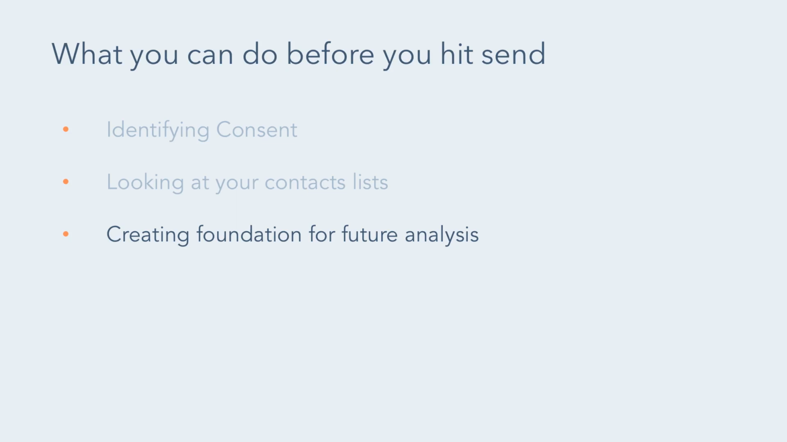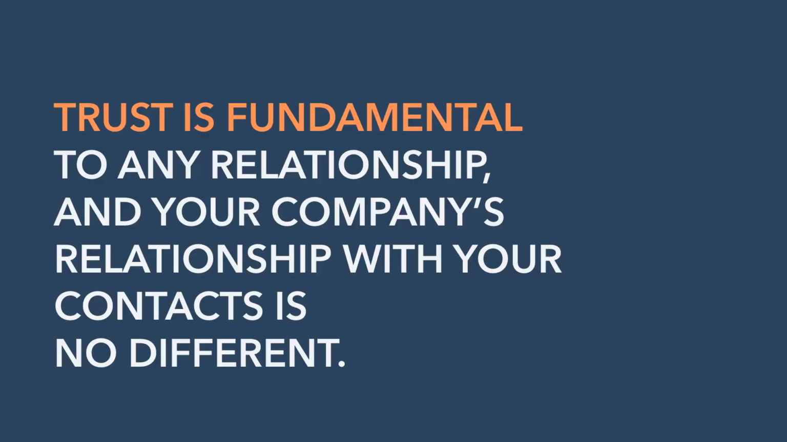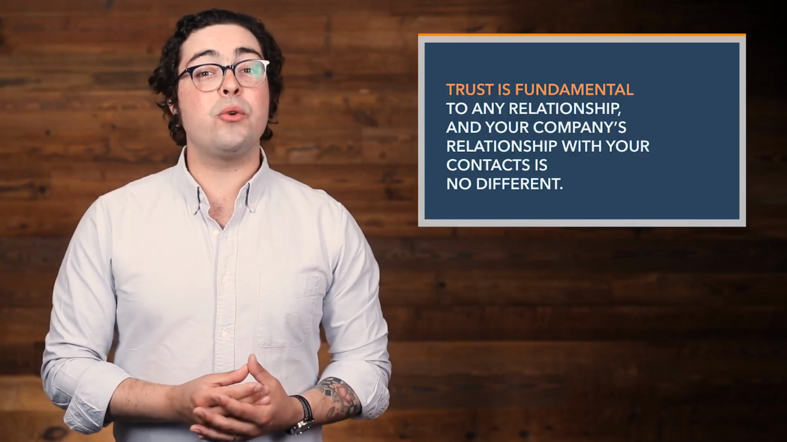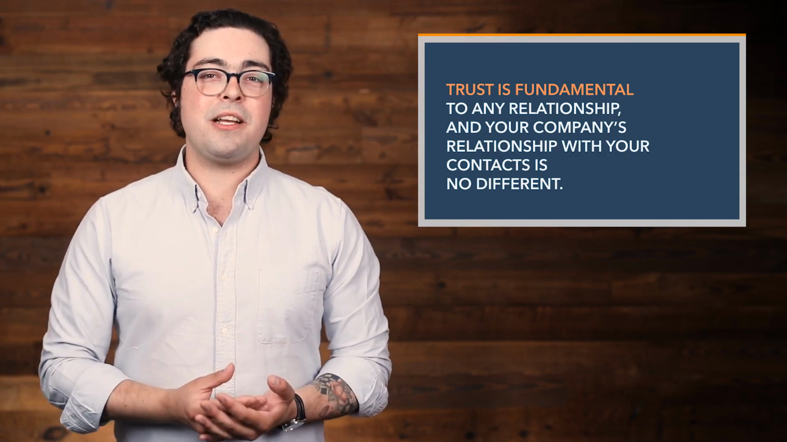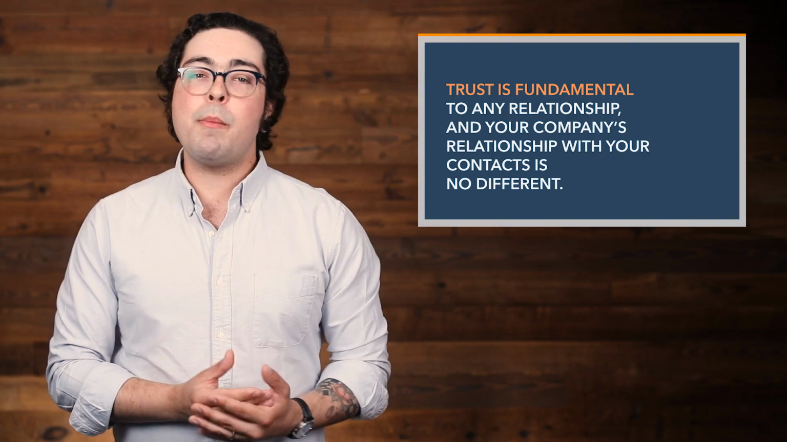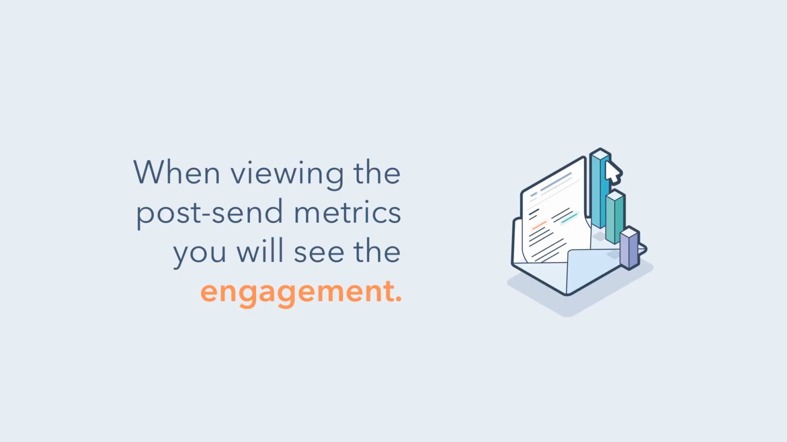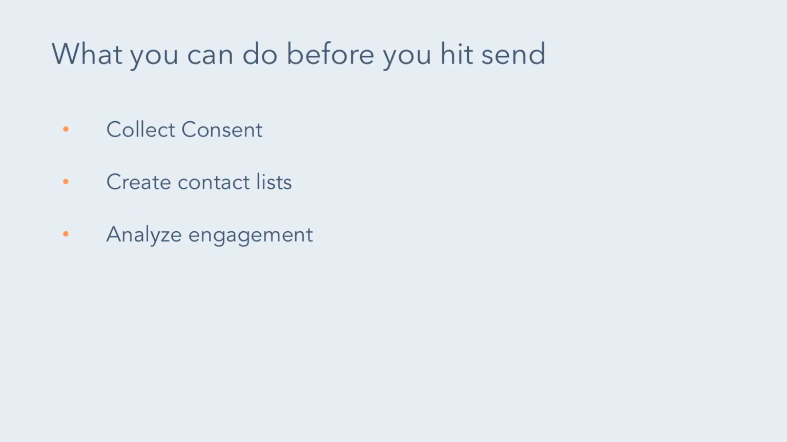And finally, the third thing you want to do before you hit send on an email is to analyze email engagement. Trust is fundamental to any relationship, and your company's relationship with your contacts is no different. When evaluating how your emails are performing, you'll analyze how your contacts are engaging with you. This comes down to how much they're trusting you and how much you're respecting that trust. When viewing the post-send metrics of your emails, you'll see the engagement, the opens, the clicks, and how they performed. These are the elements that you will want to look at and explore before pressing send on an email.